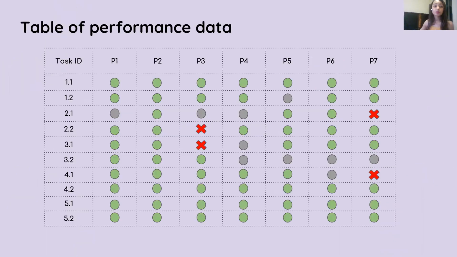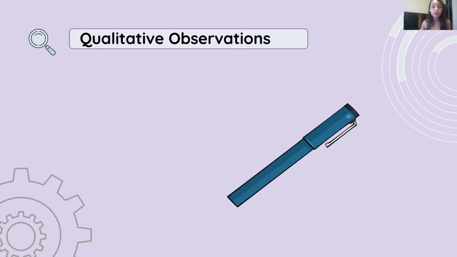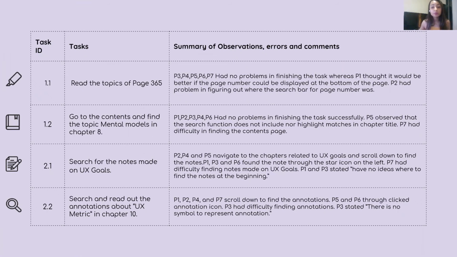Starting with the table of performance, we can see that tasks 2.1, 2.2, 3.1 and 4.1 were not completed successfully by one participant each. Moving on to the qualitative observations. Here we can see that the problems observed were firstly connecting the icons to their purpose, and one of the participants couldn't find the go-to page to enter the page number and search for it. There were also difficulties with finding the table of contents page.